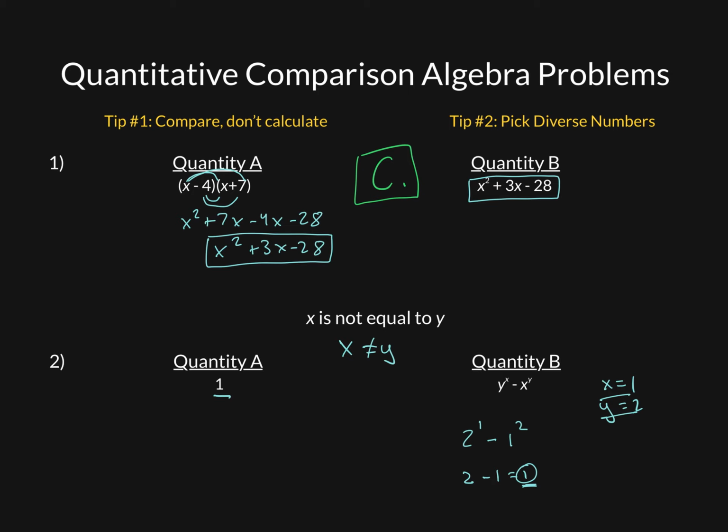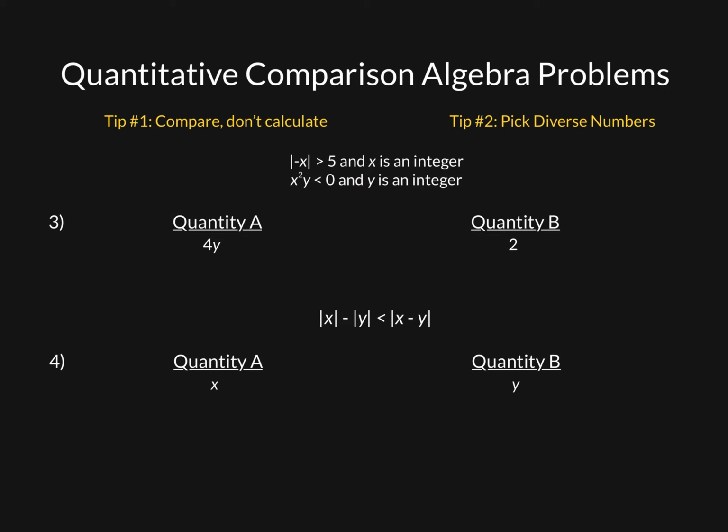Well, let's say y is 4 and x is still 1. That would give me 4 to the 1 minus 1 to the 4, which is simply 4 minus 1, which is 3. So now this new value 3 is not equal to 1. Therefore, we have a discrepancy, where in this case, both the values are not always certain, because in one case, quantity A and quantity B were equal when they were both 1. And in another scenario, they were different because B was bigger because it was 3, whereas quantity A still stayed as 1. So we clearly have a discrepancy here. Our answer is D.